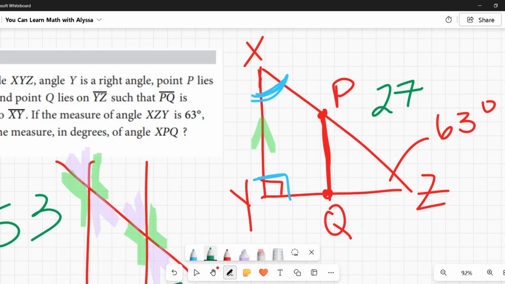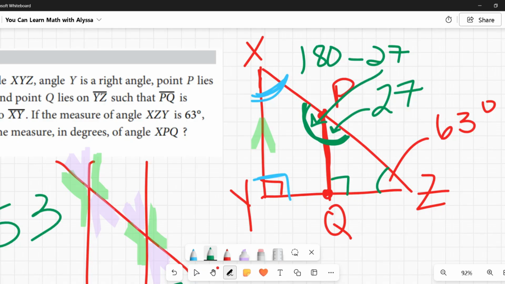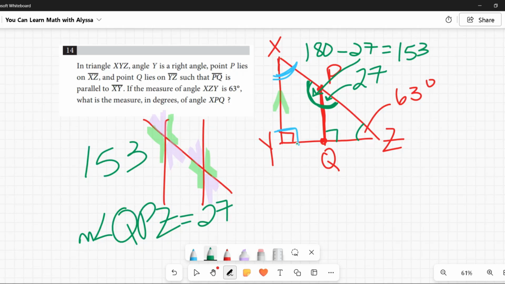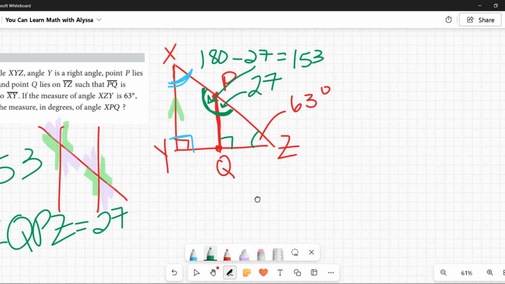So this right here is 27 because this was a right angle and this was 63. And then these two angles together are 180. They're a straight line. So 180 minus that 27 gets me that angle, and 180 minus 27 is 153. So angle XPQ is 153 degrees. And I really hope my little rambling detours did not completely derail that. And if they did, I am so sorry. But 153 is my answer.